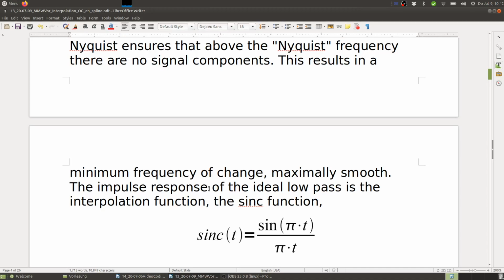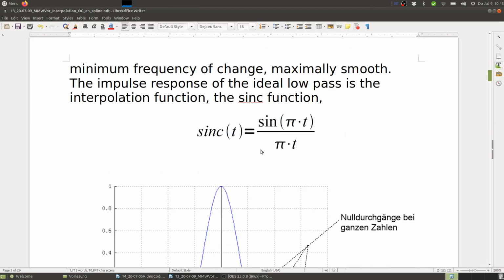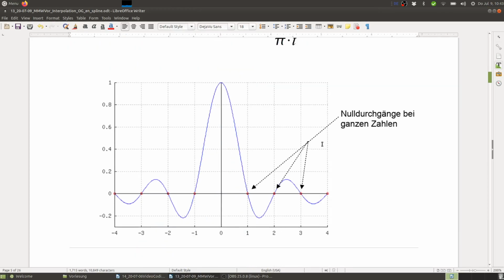So the impulse response of the ideal low-pass filter is the interpolation function that we need to use, the sinc function. Here you can see the definition of the sinc function. Sinc of t is sine of pi t divided by pi t. And here I plotted a piece of it going from -4 to +4. You can see at all the integer points on this x-axis we have 0 crossings, except for one. Here at the x-axis of 0, you have the function value of 1.